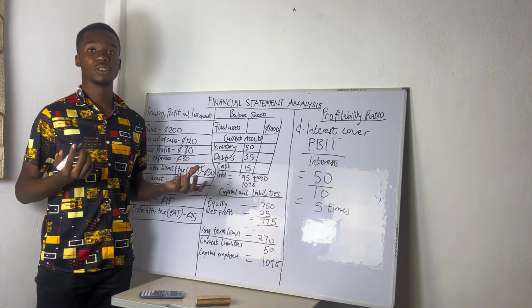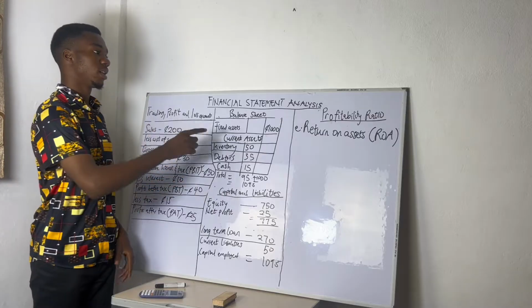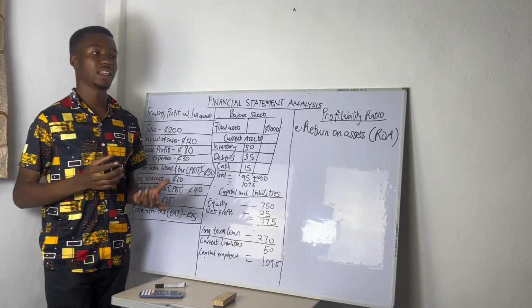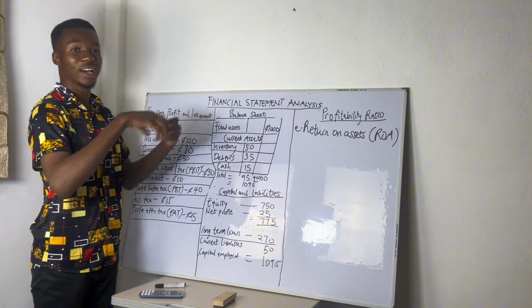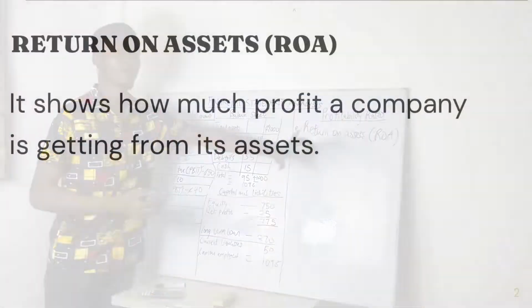That's it. Now we move on to the next one. Now we move on to return on assets. Anytime you see return, it means how much you are getting. So how much you are getting from the assets.